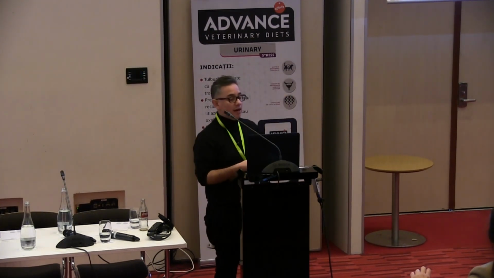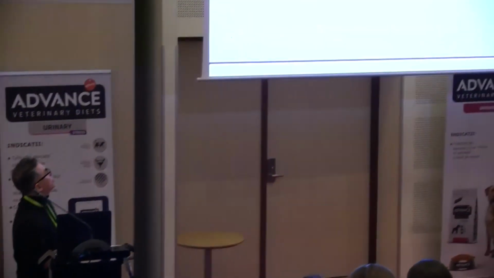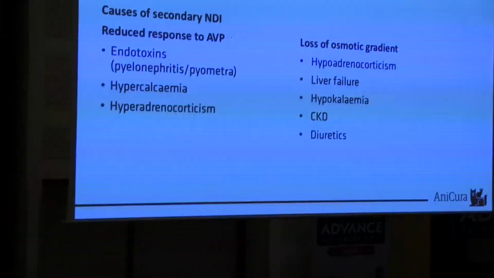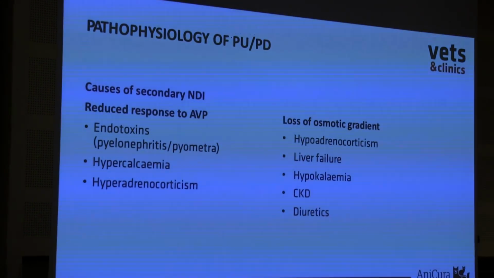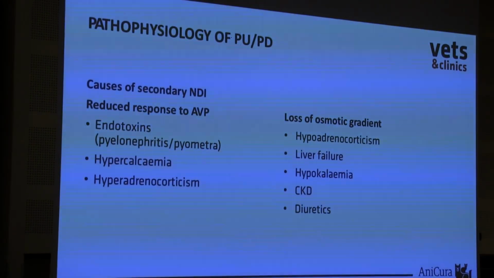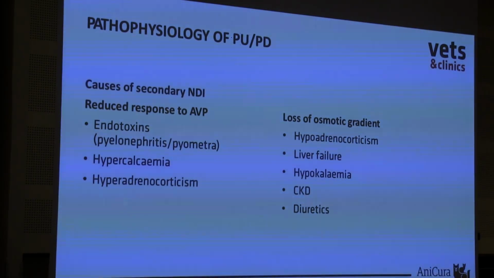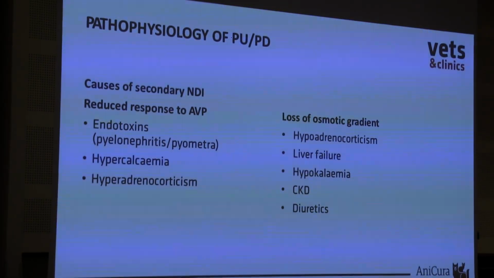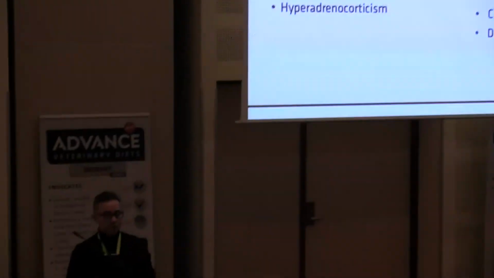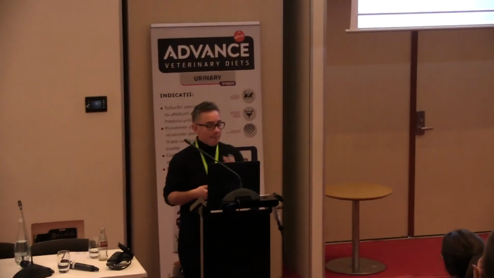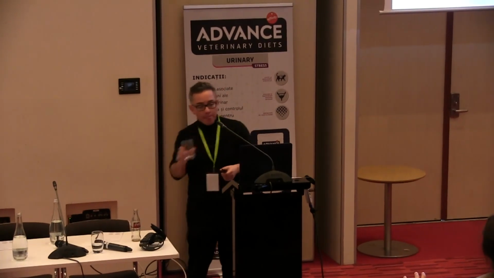Well, which are the causes of secondary nephrogenic diabetes insipidus? Mainly endotoxins, hypercalcemia, hyperadrenocorticism, which produce a reduced response to AVP. Another cause is a lost osmotic gradient: hypoadrenocorticism, liver failure, hypokalemia, CKD again, but we're going to explain this one again, and diuretic drugs, maybe.